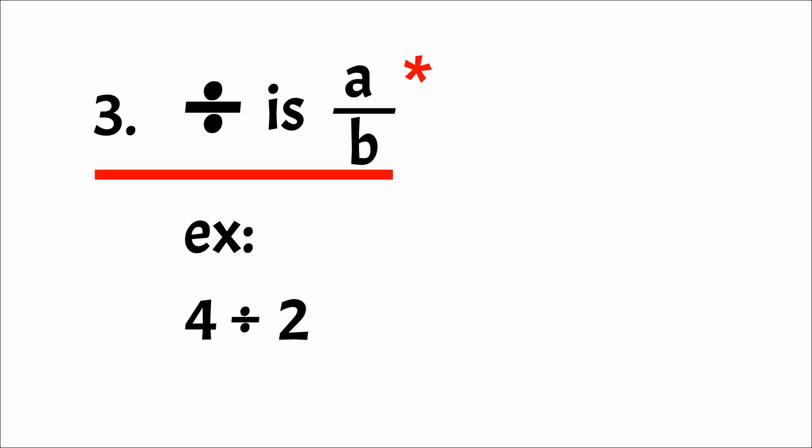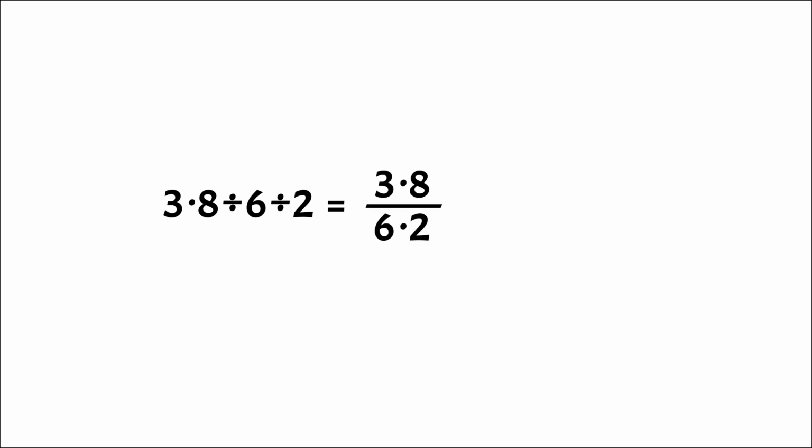Number 3. Division is fraction. Well, it can be written as a fraction. For example, 4 divided by 2 can be written as the fraction 4 over 2. Mixed operations of multiplications and divisions can also be written as a fraction. For example, the previous expression can be written as this. See that those numbers that multiply become numerators, while those that divide become denominators.